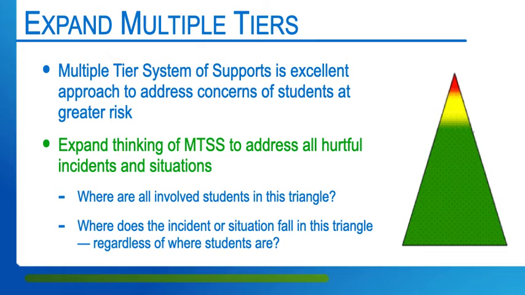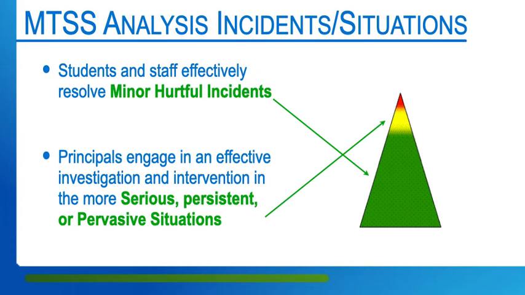And then ask, where does the incident or situation fall in this triangle, regardless of where the students are? Is this a minor incident that may fall within the green zone, or is this a more serious or very serious incident that is in the higher tiers? Under this analysis, students and staff should be able to effectively resolve minor hurtful incidents, whereas school leaders, principals, would engage in an effective investigation and intervention in the more serious, persistent, or pervasive situations.